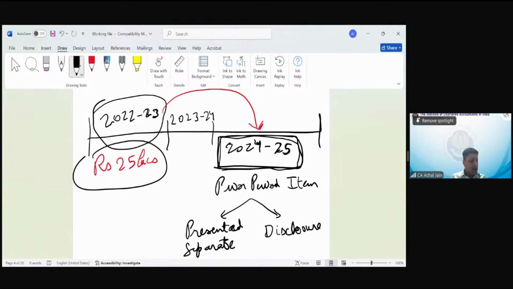Clear on this? Clear on this prior period item? Everyone quickly clear on this? Any questions on this?